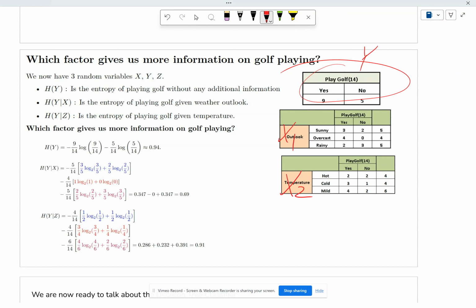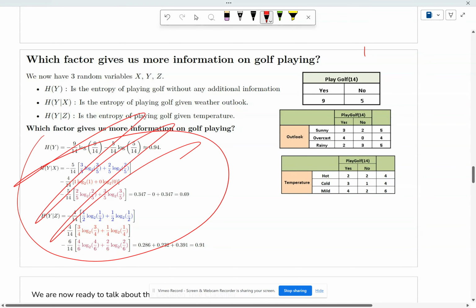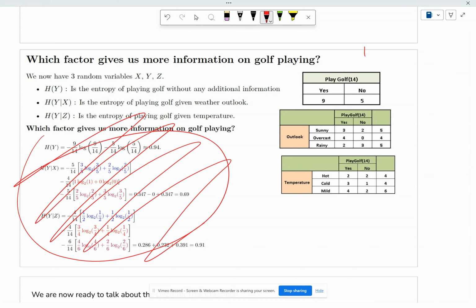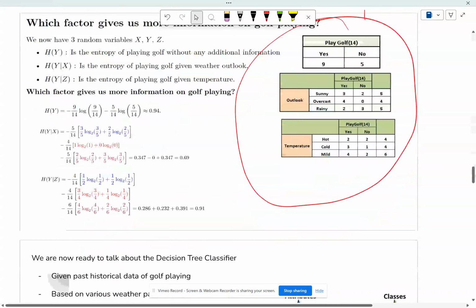So I want you to pause the video, try not to look at this, and calculate the residual entropy. As well, sorry, calculate the information gain. So by knowing the outlook, how much information was gained, and by knowing the temperature, how much information was gained. See if you can identify that.